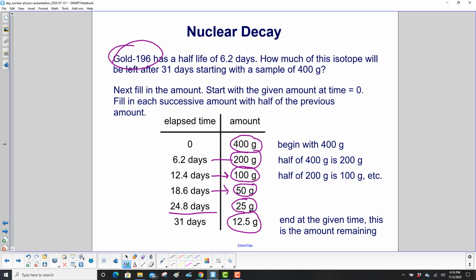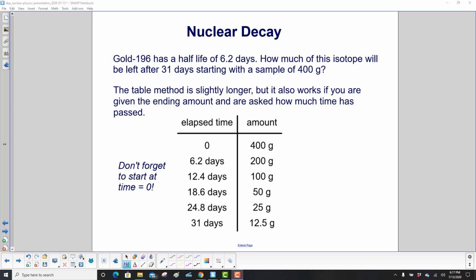And can we stop? Yep, because what did the problem ask for? How much was left after 31 days? So the answer is 12.5 grams. This table method is slightly longer than the one we're going to do next, but it also works if you are given the ending amount and you want to know how much time has passed. In that case, you just go back the other way.